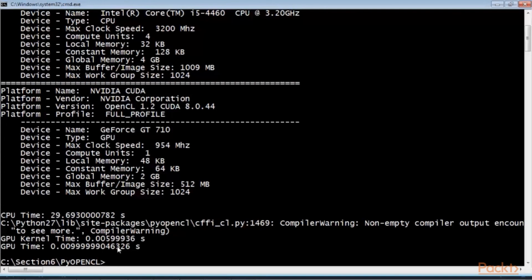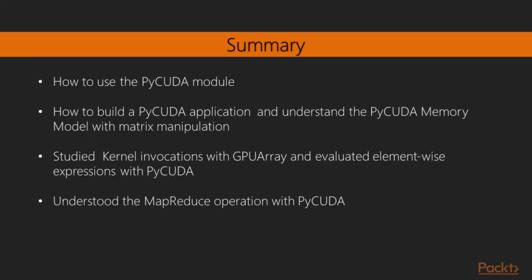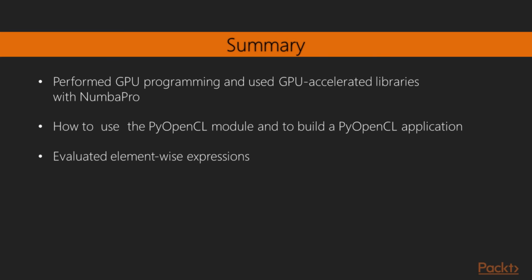Here we are at the end of this section in the course. In this section, we saw how to use the PyCUDA module. We also saw how to build a PyCUDA application and understand the PyCUDA memory model with matrix manipulation. Further, we studied kernel invocations with GPU array and evaluated element-wise expressions with PyCUDA. We moved on to understand the MapReduce operation with PyCUDA. Later, we also performed GPU programming and used GPU-accelerated libraries with NumbaPro. Later, we saw how to use the PyOpenCL module and to build a PyOpenCL application. In the end, we evaluated element-wise expressions.